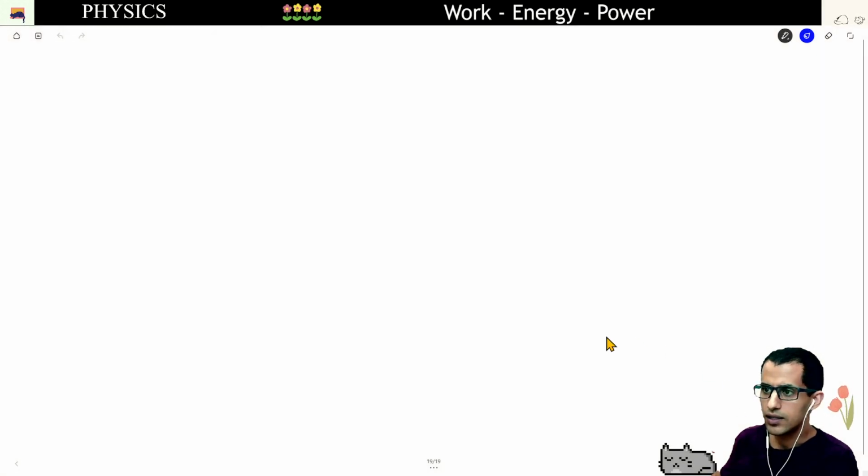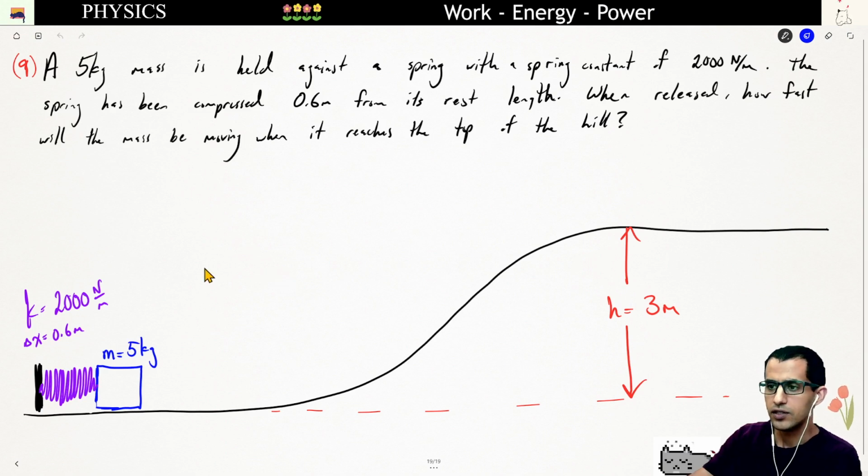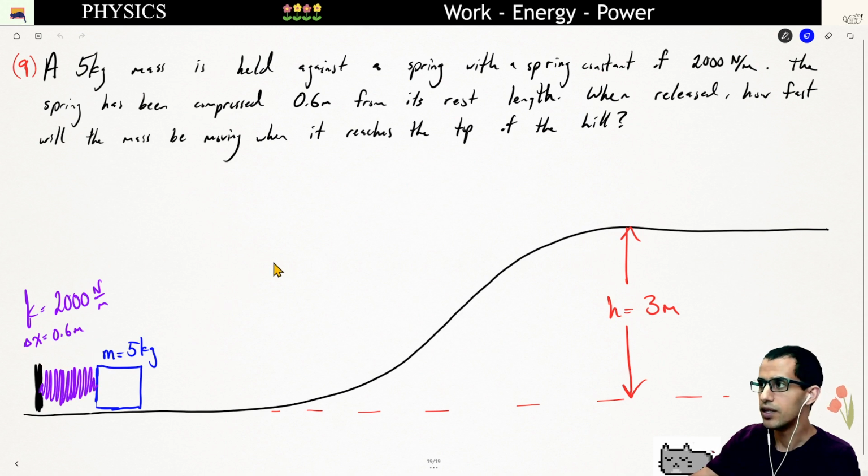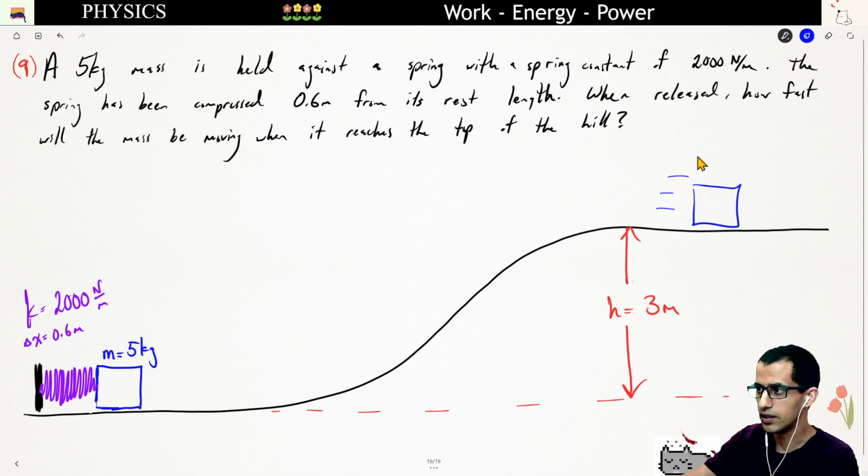Okay, this is our last question. So I made this question to include more than just one type of energy. We have a 5 kilogram mass shown here, held against a spring with a spring constant of 2,000 newtons per meter. The spring has been compressed 0.6 meters from its rest length, so the delta x value is 0.6. When released, how fast will the mass be moving when it reaches the top of the hill? So this block is going to be pushed by the spring. It's going to gain lots of kinetic energy here. It's going to then have to rise up this hill, losing some kinetic and gaining potential. And the question is, how fast will it be moving when it reaches here? What is the speed?